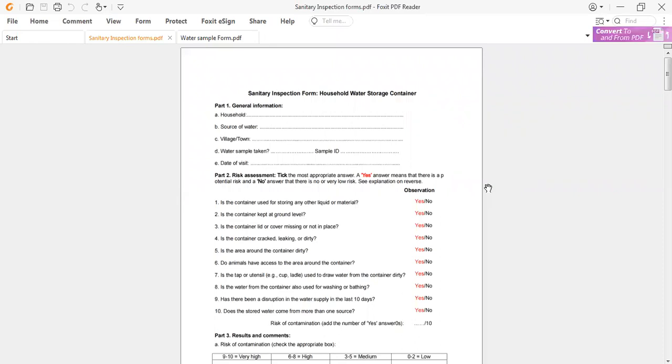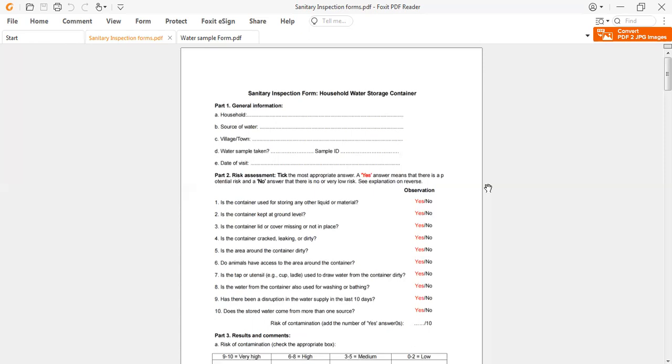Okay, so you tick yes. If not, if the area is clean, then you tick no. Then question 6 says, do animals have access to the area around the container? Normally in a household, when they talk of animals here, it will definitely be talking of maybe pets like dogs, cats. You can even have cases of rats maybe coming close to the container. So if that's the case, you tick yes.